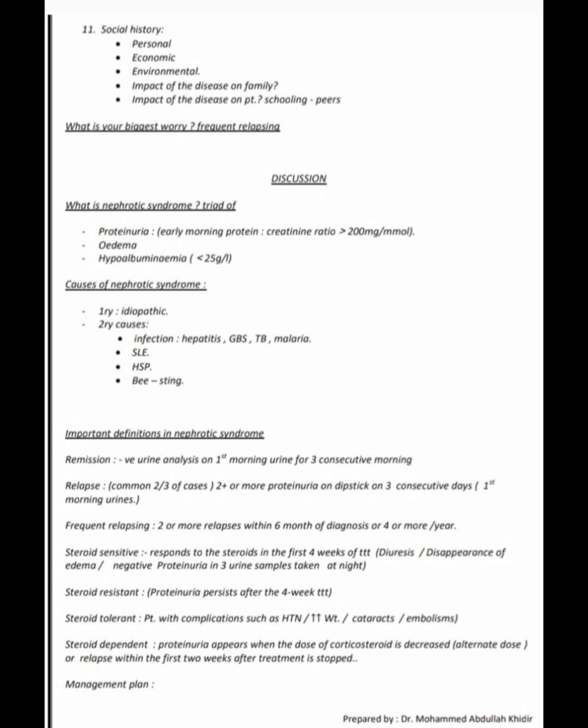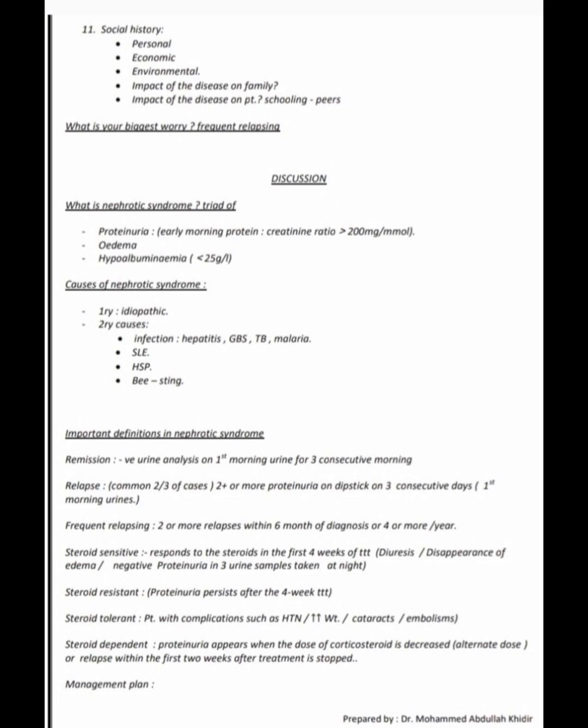Steroid tolerant. So steroid tolerant, how can we ask? Patient with complications such as hypertension, increased weight, cataract and embolism. That is steroid tolerance. The side effects we will ask. Steroid dependent, that is proteinuria appears when the dose of corticosteroid is decreased, alternate dose, or relapse within the first 2 weeks after treatment is stopped.